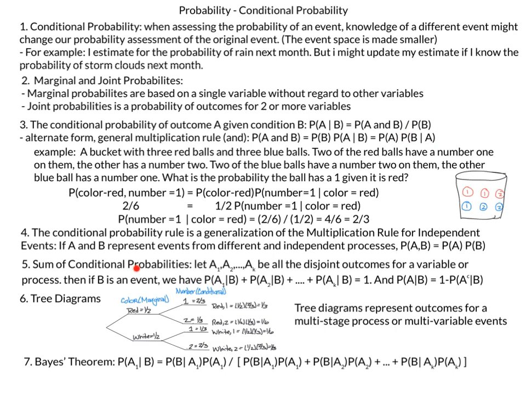Finally, we talked about the sum of conditional probabilities. We let A1, A2, up to AK be all the possibilities, all the disjoint outcomes for a variable A. Then if B is an event, we have probability of A1 given B plus probability of A2 given B all the way up to probability AK given B is equal to 1. And then from there we also have probability of A given B is equal to 1 minus probability of A complement given B. The tree diagrams and Bayes' theorem we're going to save for our next video.